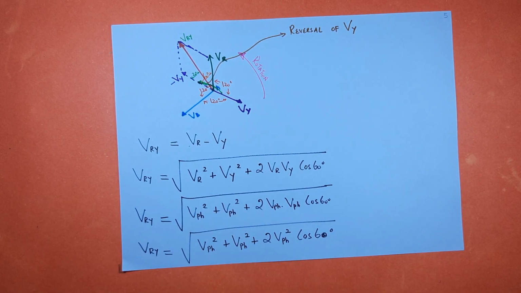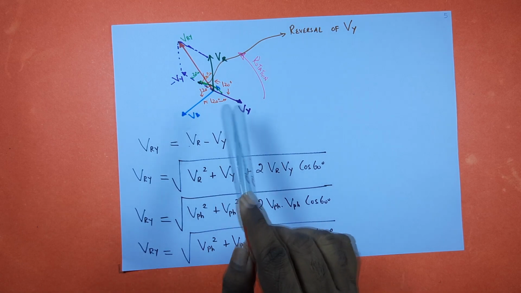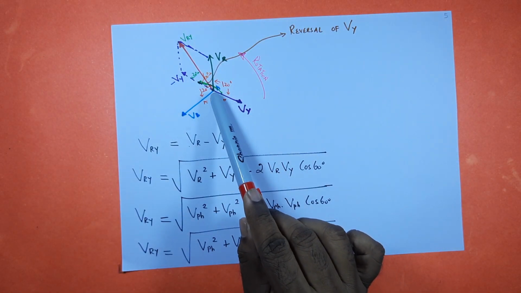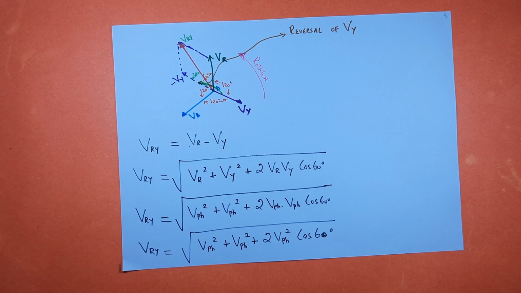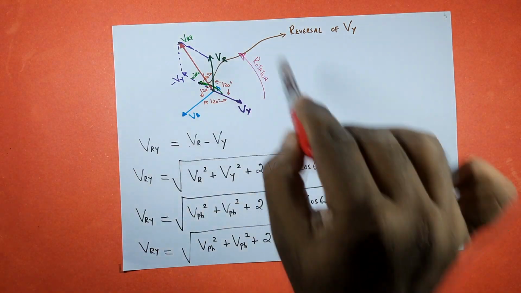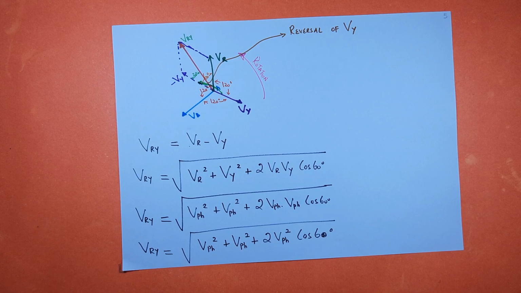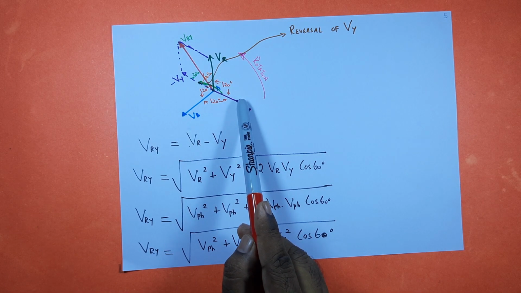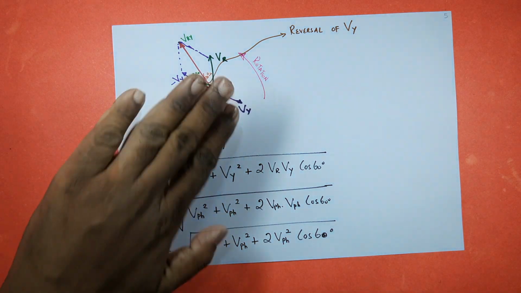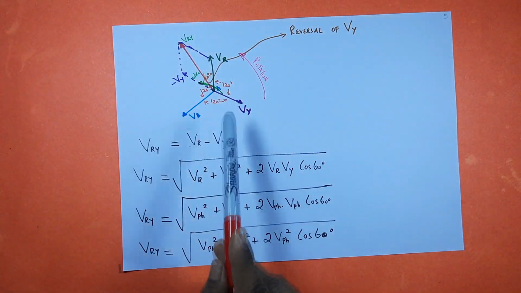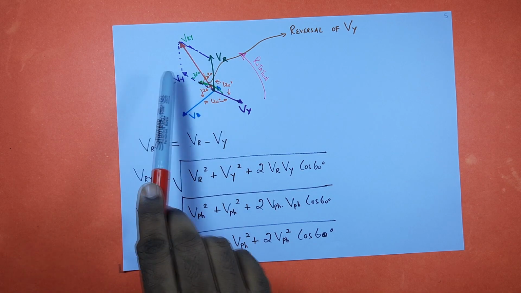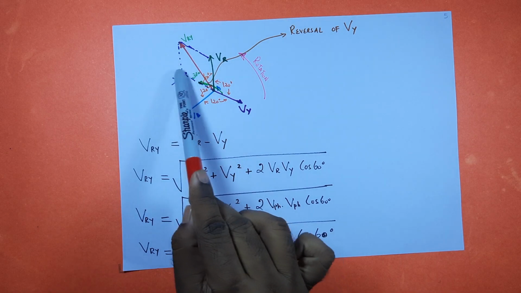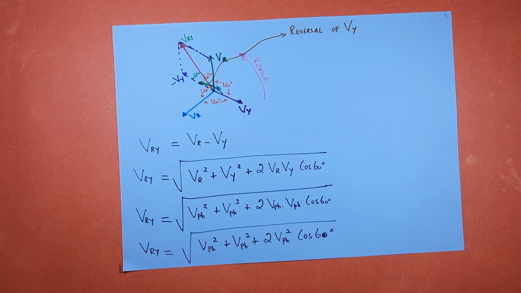So this is going to be your phasor diagram. We have VR, Vy, Vb, 120 degrees, 120 degrees, 120 degrees. This is the direction of rotation. Now what we are doing is, you reverse this Vy. You reverse it like this. So I have shown here the reversal of Vy. This dotted line, when you reverse the direction, this Vy will become minus Vy.